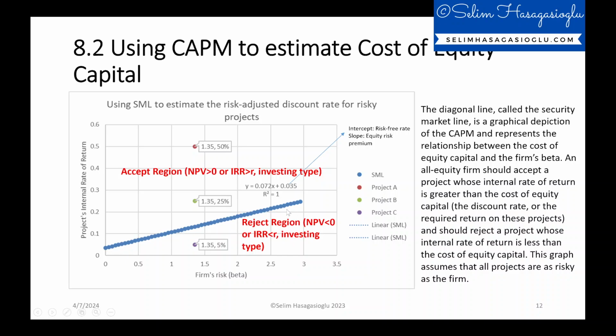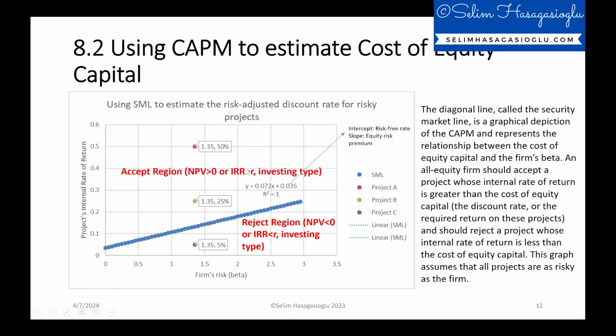This will be the security market line. And for project A, project B, and project C, I also created the points for all these projects. Remember, the first term will be the beta, and the second term will be the project's internal rate of return. The region above the security market line will be the accept region, because here the net present values will be positive and internal rates of return will be greater than the discount rate, or the cost of equity capital of the firm, for an investing type of project.